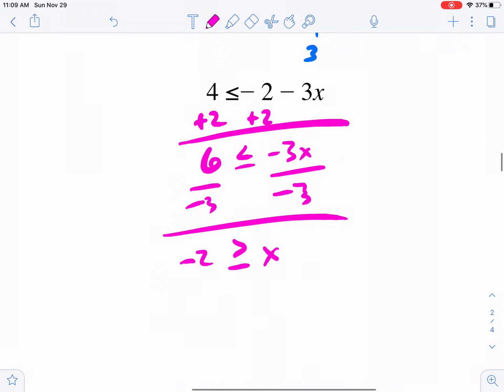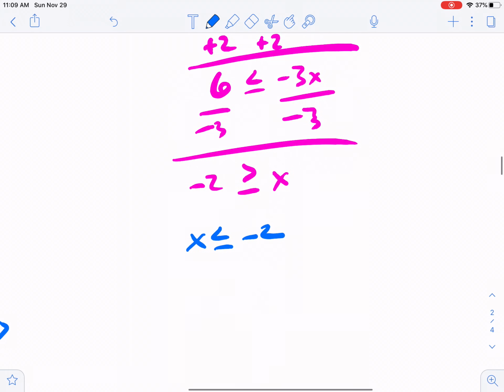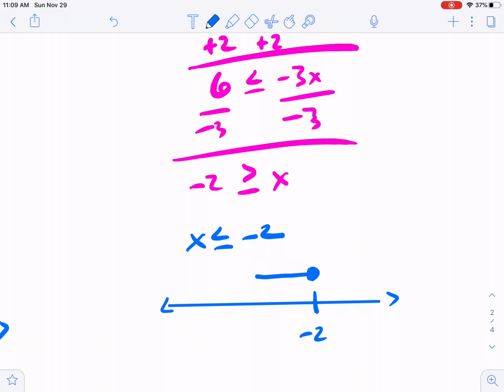Now, this is actually a little confusing for me. x is less than or equal to negative 2, or negative 2 is greater than or equal to x. So what I like to do is make sure the x, the variable, is on the left side. So x is less than or equal to negative 2. Why would I do that? Great question. This way, when the x is on the left side, this arrow right here tells me which way I'm going to run my line. So negative 2, dark circle, the arrow points to the left, this goes to the left.